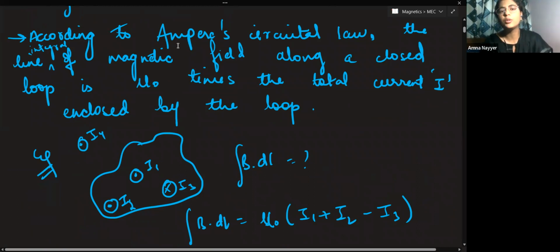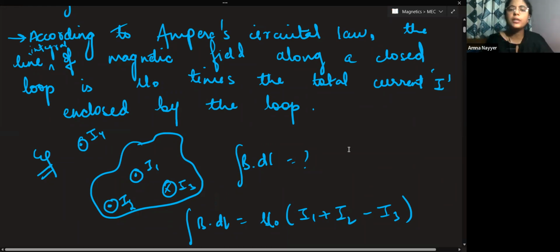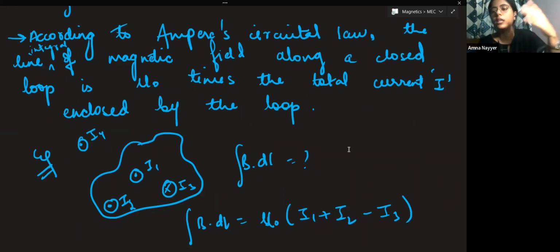Also, you have to consider whatever charges are enclosed. Keep in mind, it's not the charges, basically currents, that we have to deal with. So if currents are going out of the loop, you don't have to consider those. You only have to consider those currents that are inside the loop, and you have to calculate the net current enclosed within the loop. So according to Ampere's Circuital Law, the line integral of magnetic field along a closed loop is mu naught times the total current that is enclosed by the loop.